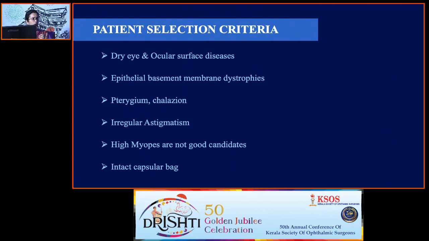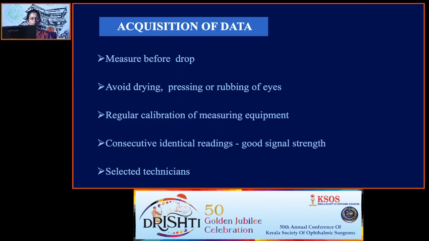Now with the advent of optical biometers, accurate axial length measurement is not a problem. But measuring the cornea is the major problem in IOL power calculation. So we have to take these precautions. We have to treat the dry eye and ocular surface before measuring the cornea. Patients with epithelial basement dystrophies and irregular corneal astigmatism should be avoided for toric IOL implantation. High myopes are not good candidates, and you should have an intact capsular bag to provide rotational stability for the IOL. And you should measure the cornea before putting any dilating or anesthetizing drops.